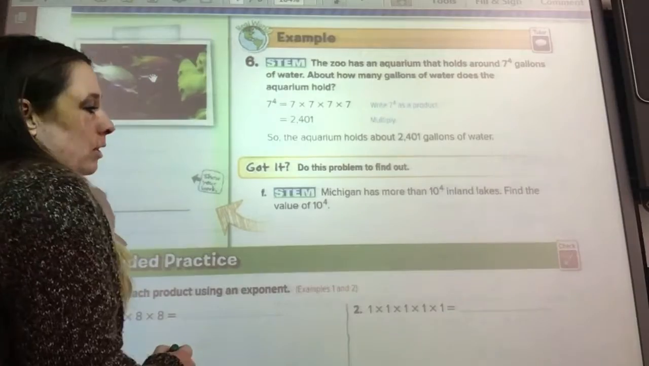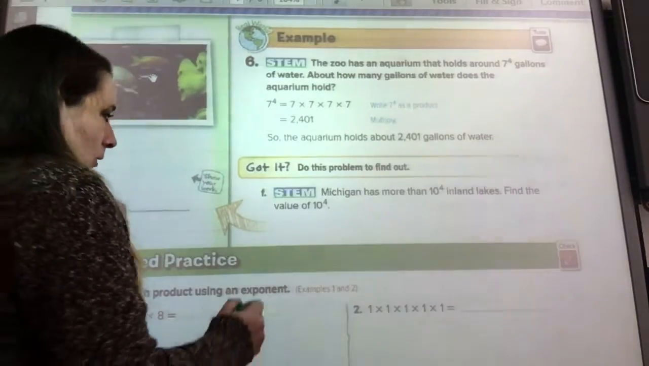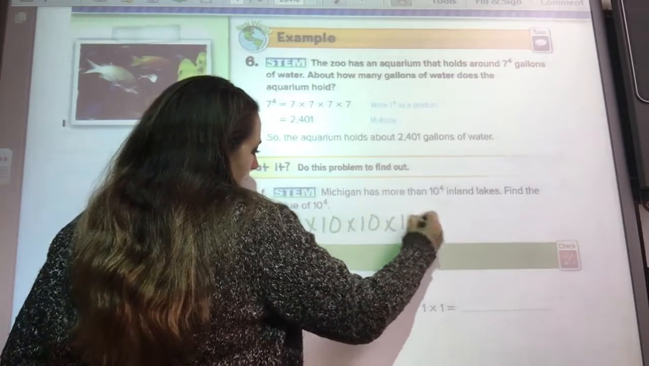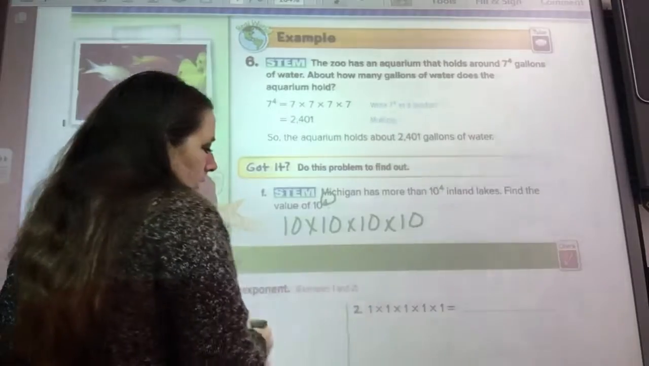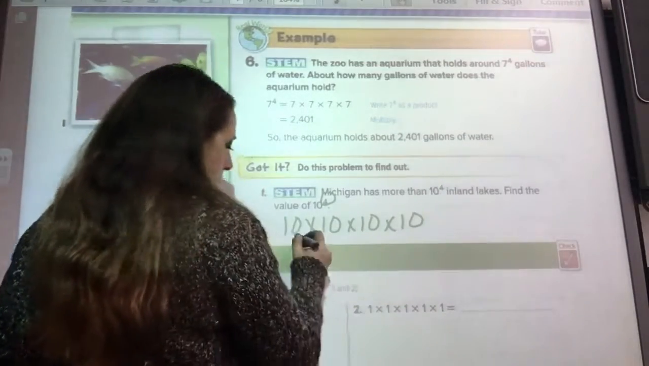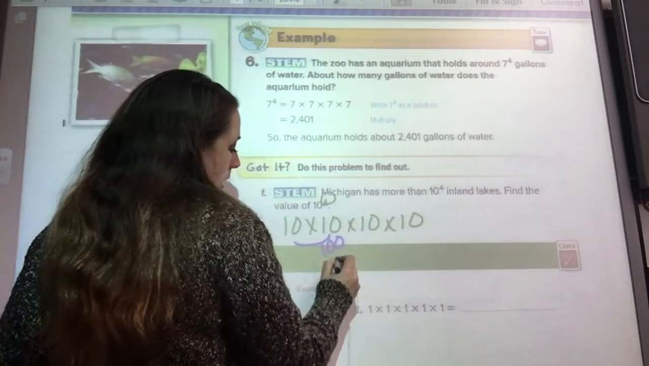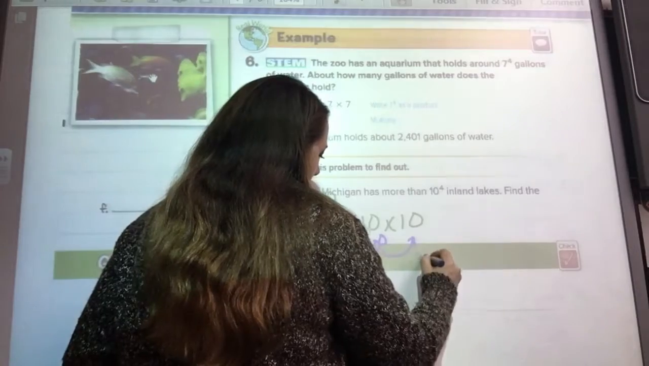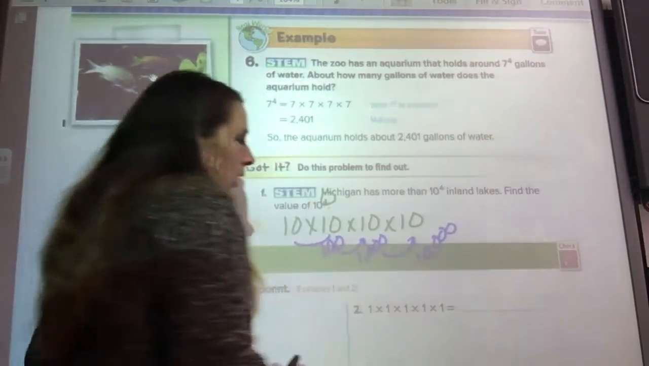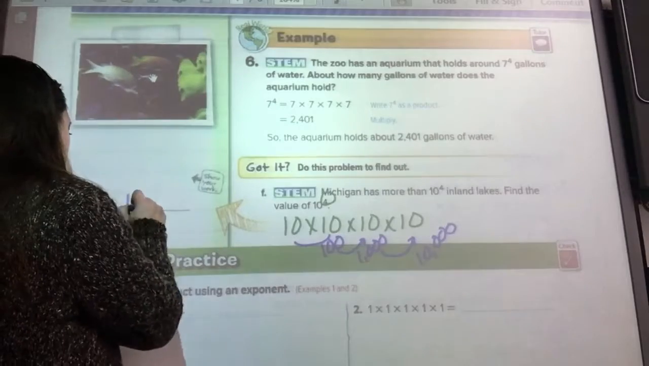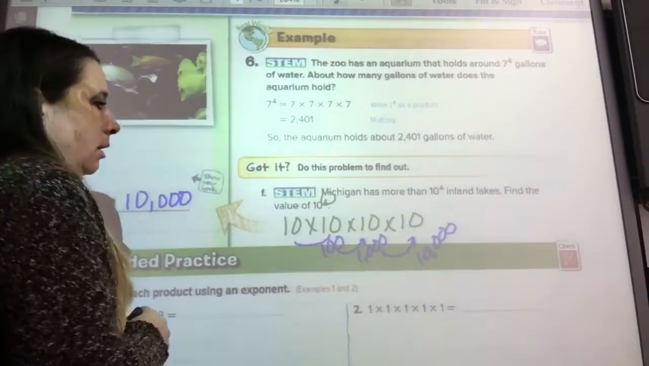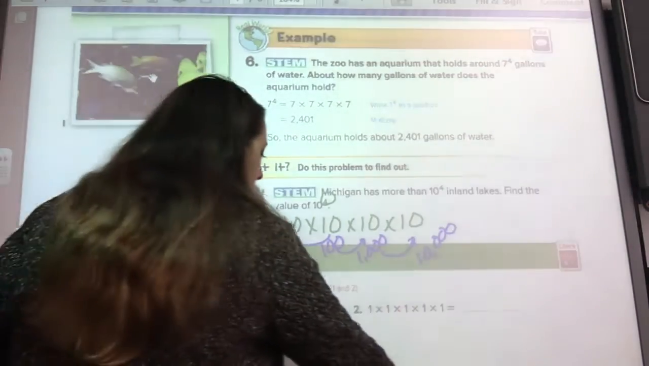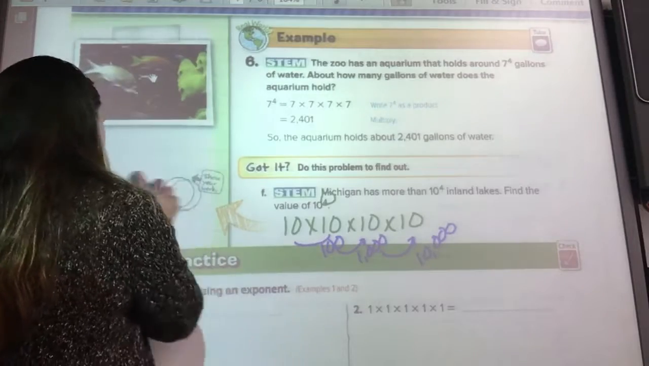Michigan has more than 10 to the 4th inland lakes. Find the value of 10 to the 4th. 10 times 10 times 10 times 10. Again, that 4 tells you how many times to write 10. Okay? 10 times 10 is 100. 100 times 10, remember, just add another 0. And one more time, add another 0. And we end up with 10,000 lakes. That's a lot of lakes. Alright, let's go down to this guided practice.